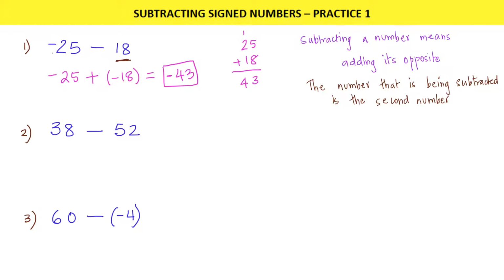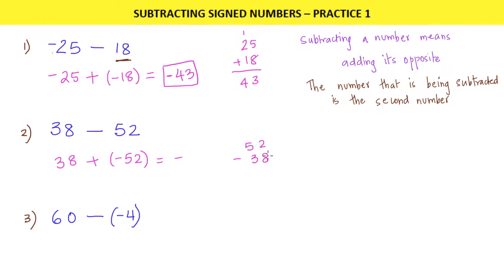38 minus 52. We know that that is going to be a negative number because 52 minus 38 would have given you a positive number. So we already know that this will be negative. Now we're going to rewrite this as 38 plus negative 52. And since we have one number that's positive and one number that's negative, when we add these two, they're going to cancel each other. And since we have more negative than positive, we'll be left with a negative. Canceling each other means you're going to subtract them.